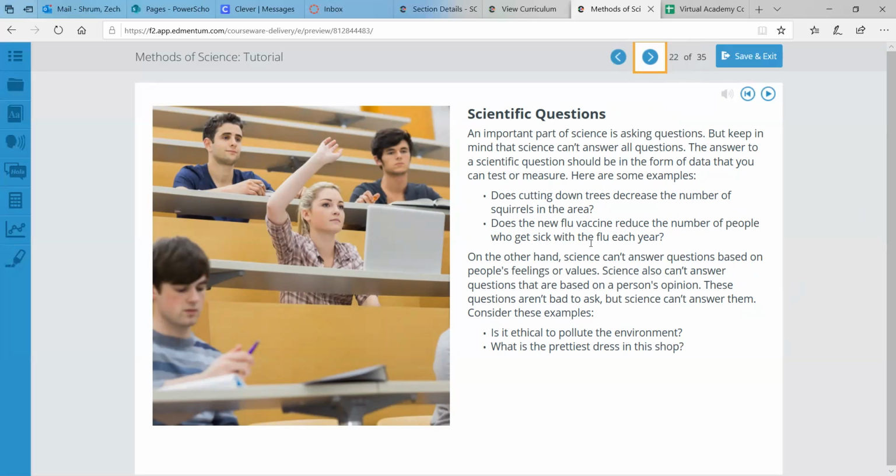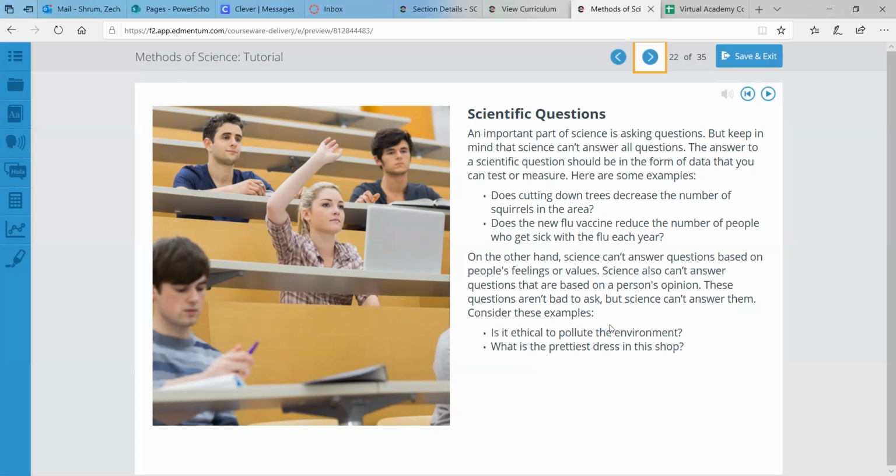So asking questions, very sciencey, very big part of science. And these questions have to be measurable. So these are measurable. They can deal with numbers. However, these questions deal with opinions, values, things that don't exist outside of our minds, our human consciousness.